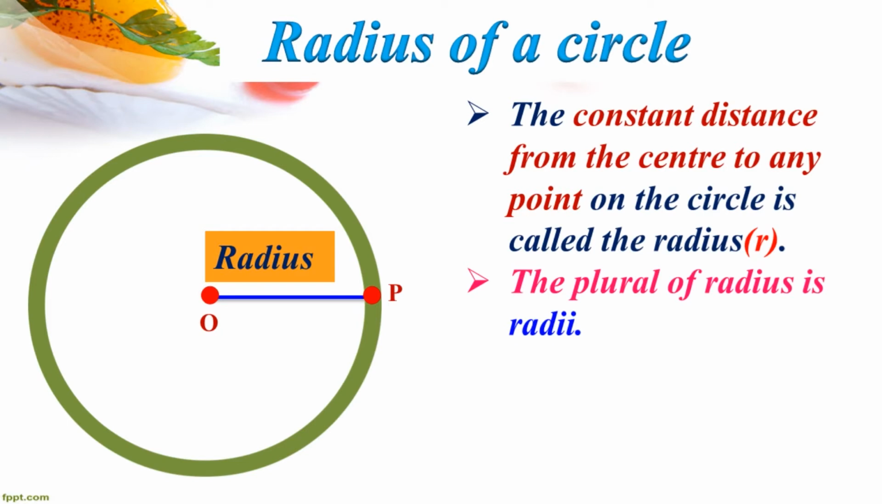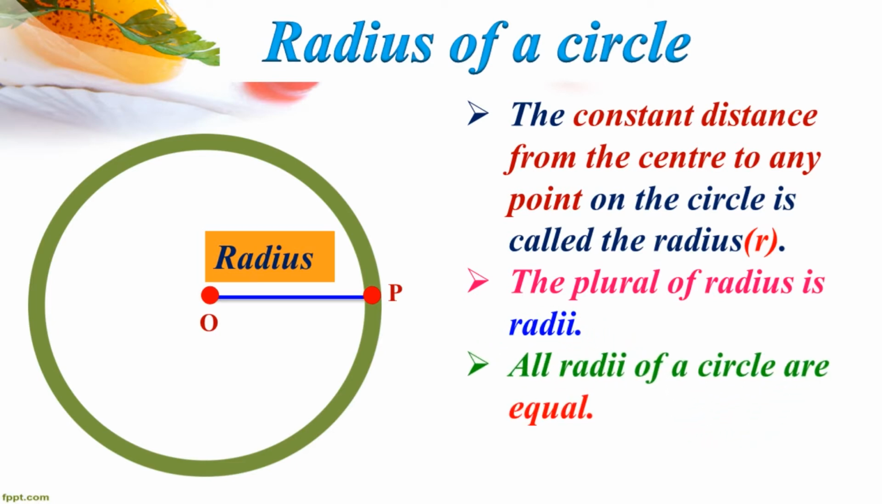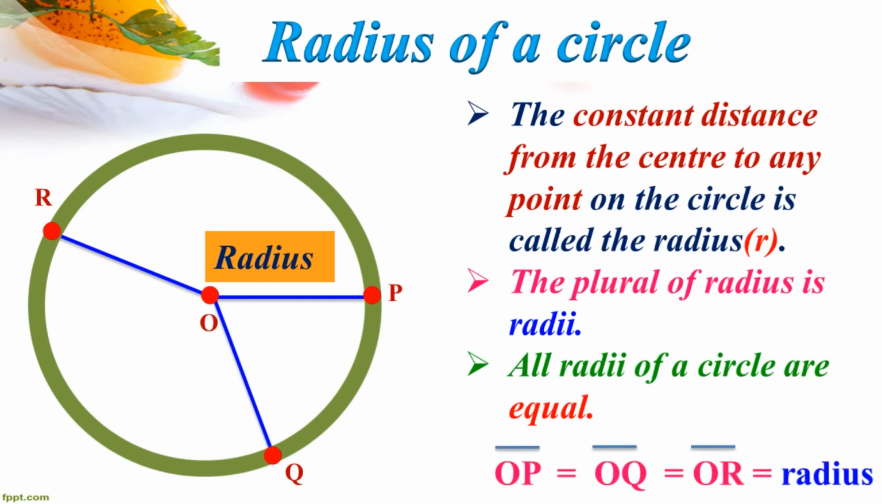Next, the plural form of radius is radii. Another important point is that all radii of a circle are equal. So here OP is one radius, another radius is OQ, and another radius is OR. Here the radii OP, OQ, OR are equal in distance.